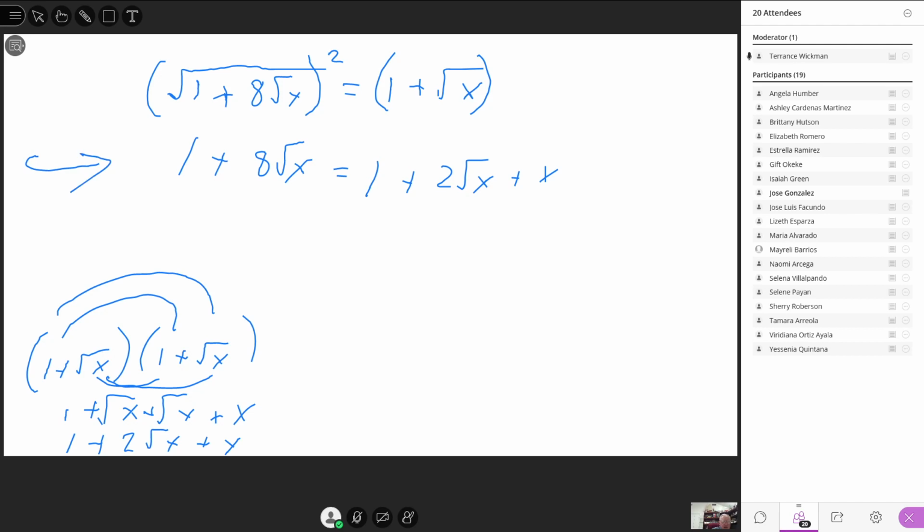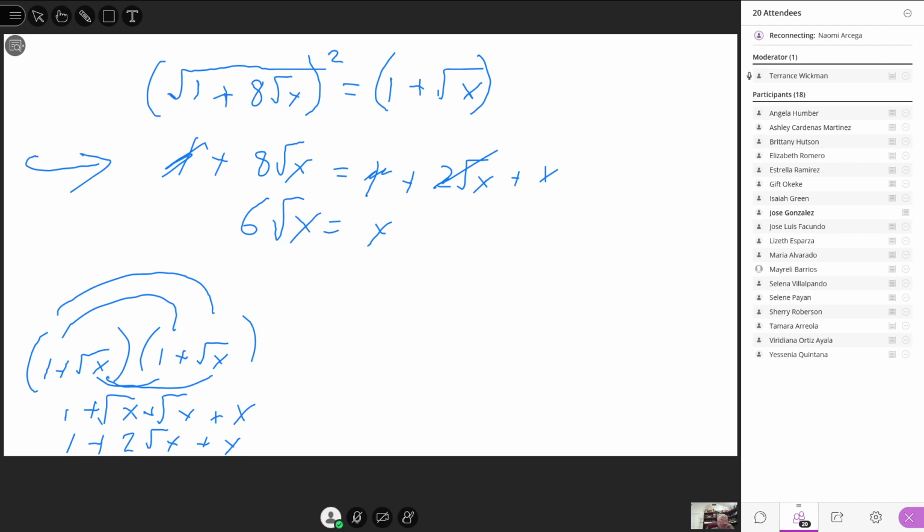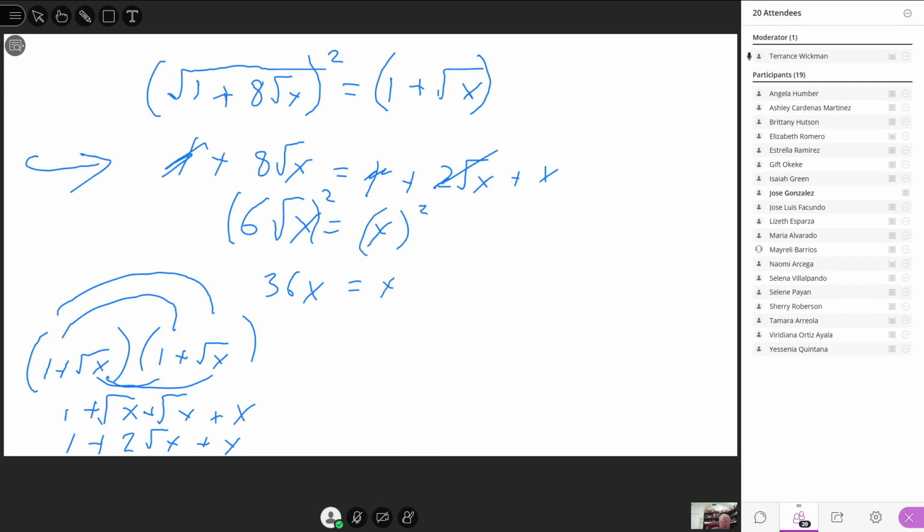Now, on this line, we can do some things. Whatever you do to the left, you can do to the right. So I can get rid of this 1 and this 1, and subtract 2 square roots of x from each side. I get 6 square roots of x equals x. Again, we have a square root, so we're going to square it. That gives us 36x on the left and x squared on the right. We want to set it equal to 0, so we subtract 36x.